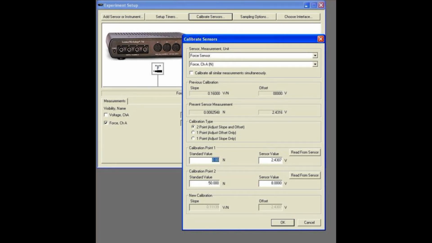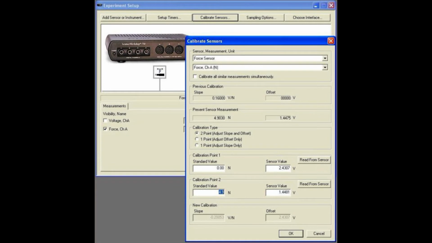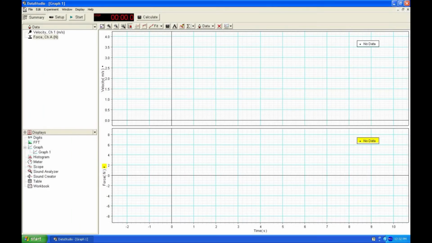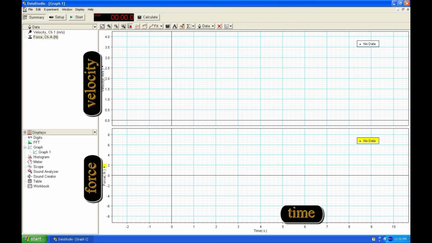Put in a standard value of 0.0 newtons and read from the sensor when there's no tension on the force sensor. Then input a standard value of 4.9 newtons, hang 500 grams over the pulley, and then read the second calibration force. Drag and drop the graph icon from the Displays menu to the smart pulley at the upper left, choosing to plot velocity versus time.